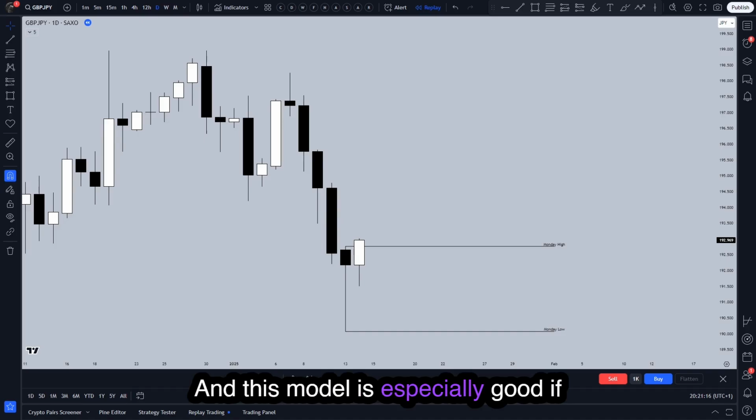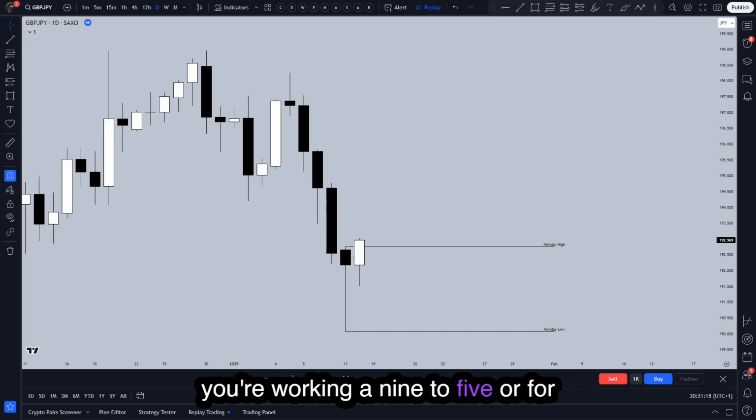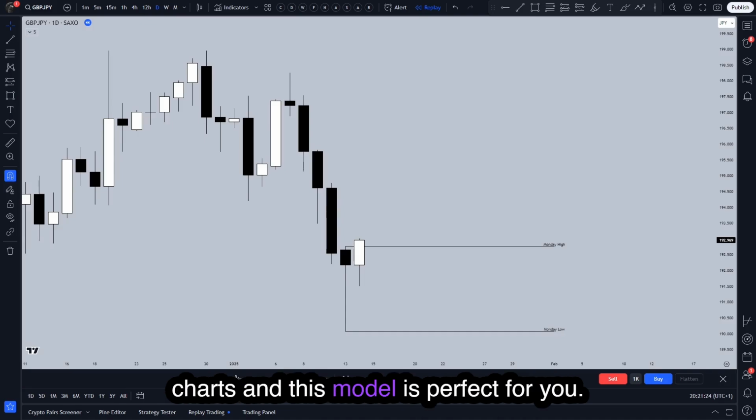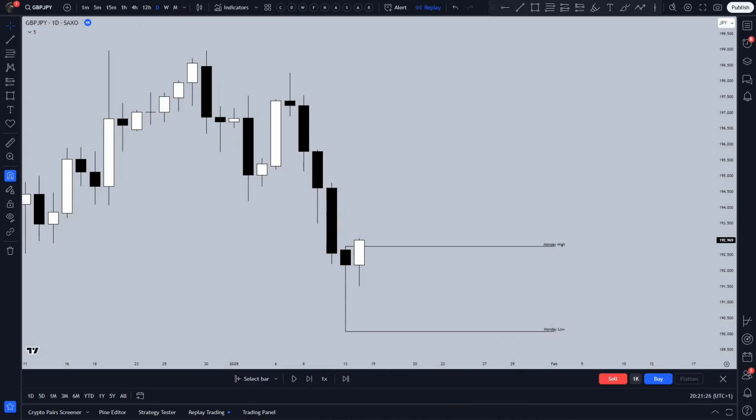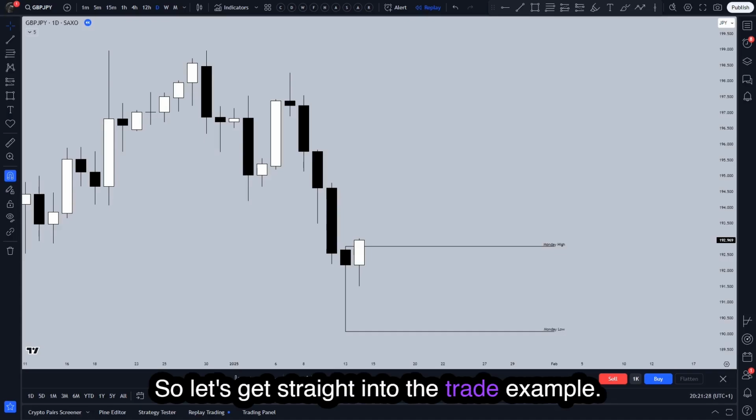This model is especially good if you're working a 9 to 5 or for whatever reason you can't check the charts, and this model is perfect for you. So let's get straight into the trade example.